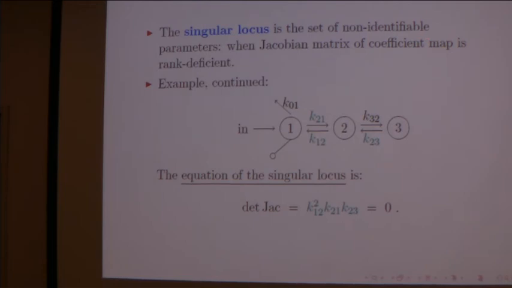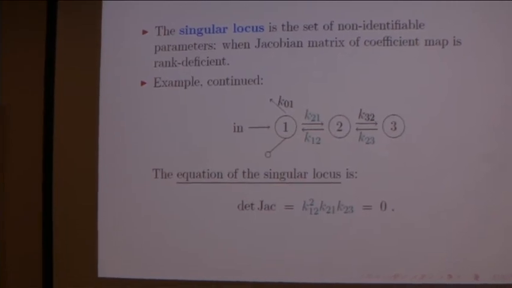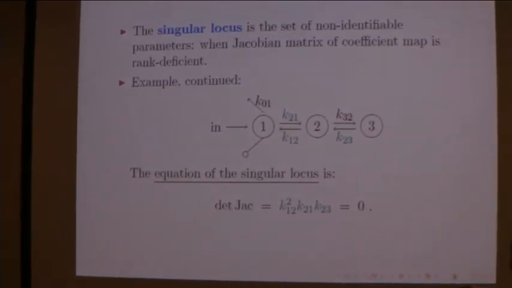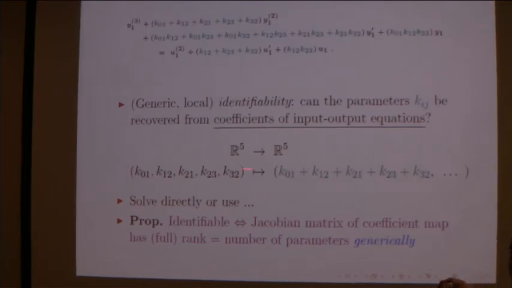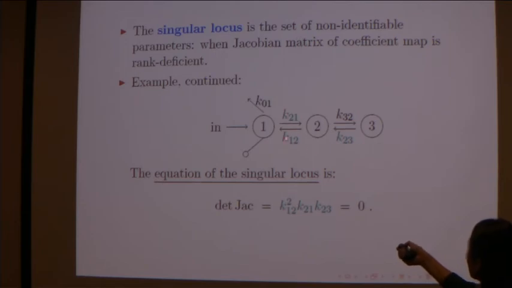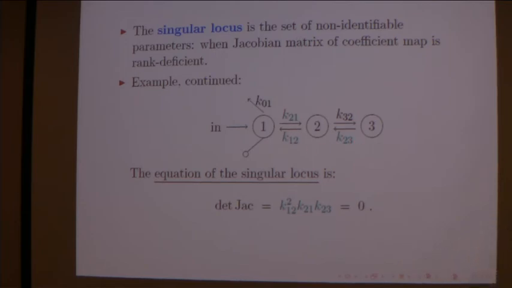The singular locus is where you cannot identify the parameters because there are infinitely many that map to the same data vectors. In other words, it's when the corresponding Jacobian matrix is rank deficient. Here's an example we're still using: there was this coefficient map. You could relatively easily write down the Jacobian matrix and take its determinant, of course using a computer, and we get this nice equation of the singular locus. So if k12, or any of these green-colored parameters, are 0, then we have a problem, and we can no longer identify the parameters.